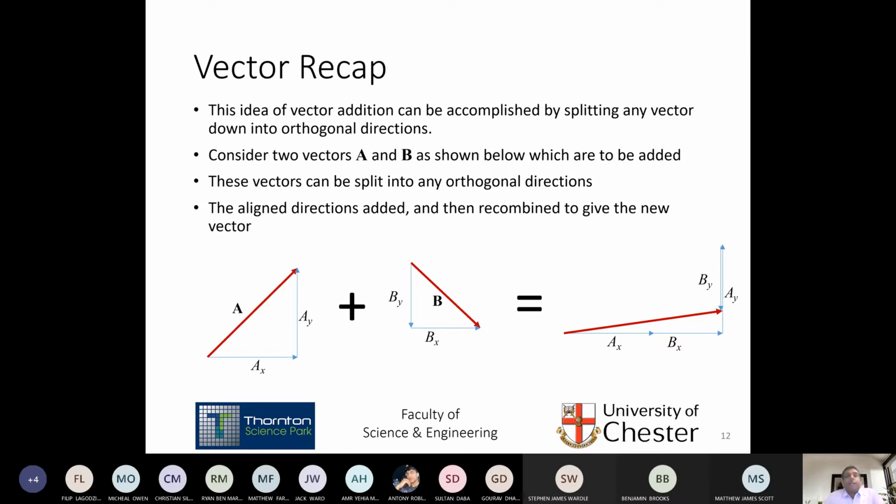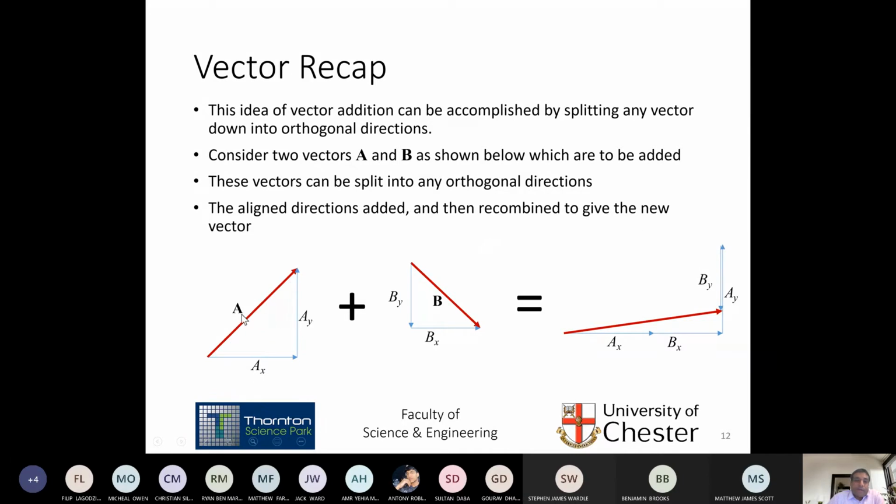Right, let's learn a few more things about vectors. The idea of vector addition can be accomplished by splitting any vector down into orthogonal directions. So you can take a vector such as A and split it into perpendicular directions. So consider two vectors A and B, which are to be added. These vectors can be split into any orthogonal directions. The aligned directions are added, then recombined to give the new vector.